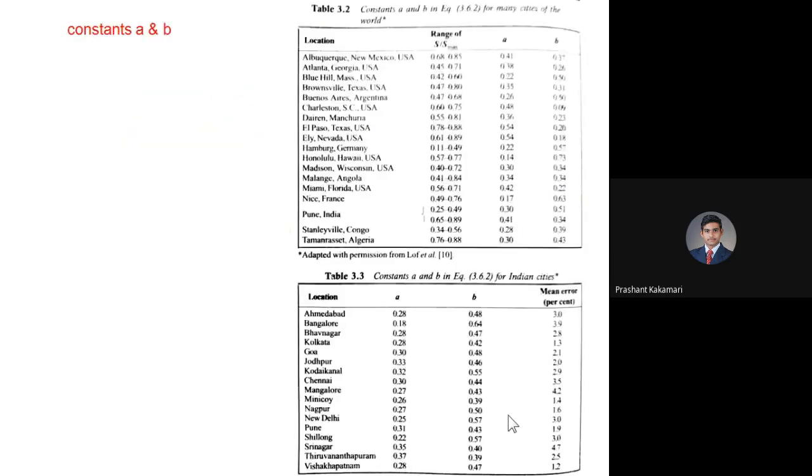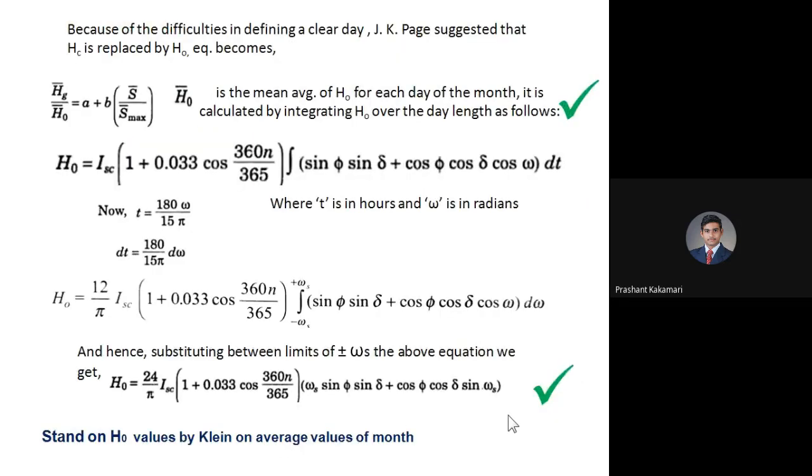Now later, a researcher called J.K. Page suggested that going especially for the clear days and finding the average of those clear days is very difficult, because observing the solar radiations continuously each hour or instantaneously, and getting the clear day radiation average separately and the global radiation average separately, is a very cumbersome process.